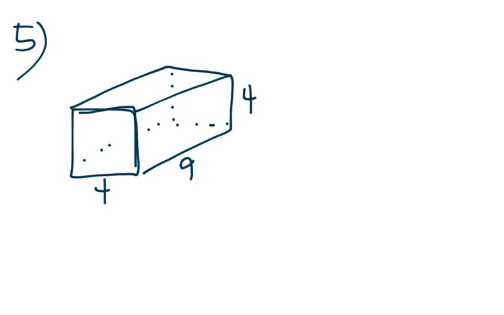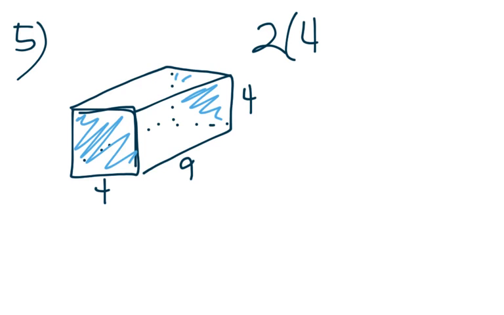So number 5, we have another box. It has a width of 4, a length of 9, and a height of 4. So once again, we're going to pair up the sides. So let's look at the front over here and the back over here. Both the front and the back are squares, and they're 4 by 4. So we are going to multiply 2 times 4 times 4.